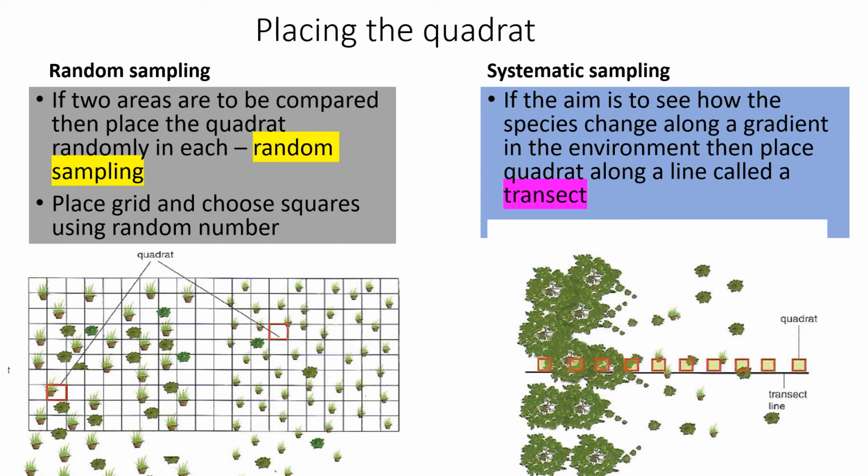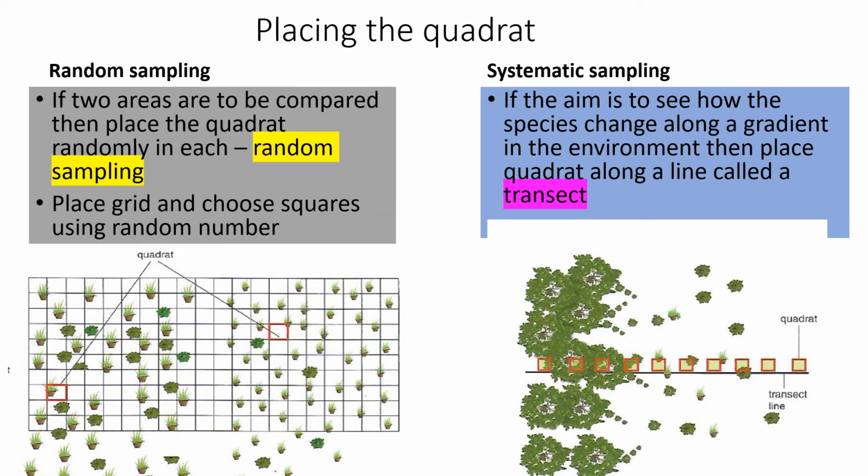Now, if you aren't just comparing two places, two areas, then you would use systematic sampling rather than random sampling. For systematic sampling, you'd be looking at where you're expecting something to change in a gradient. So thinking about the beach, you might want to see, going away from the shore, how many barnacles there are on the rocks as you go further and further away from the sea. So you've got a gradient and you're expecting there to be more barnacles close to the sea and fewer barnacles further away.